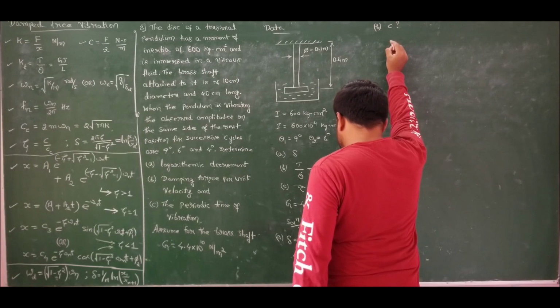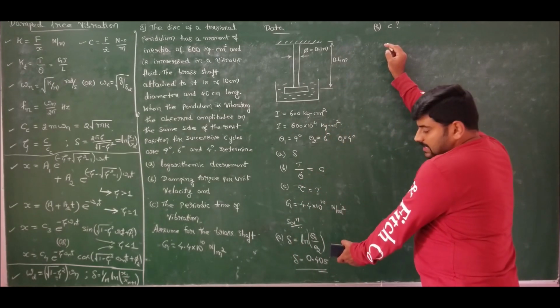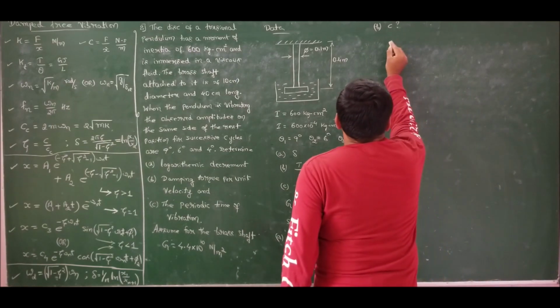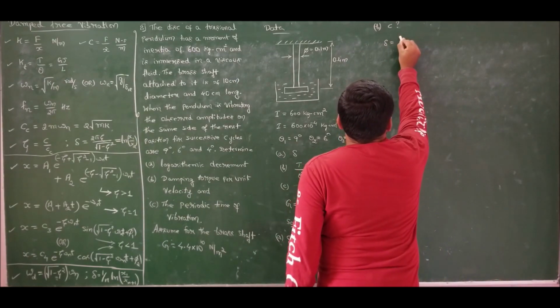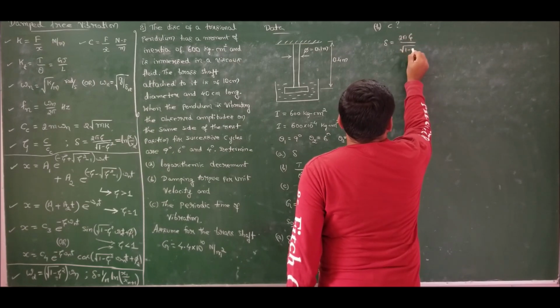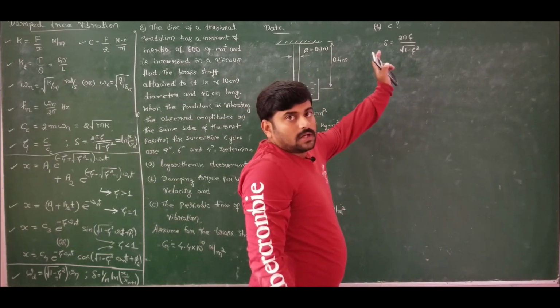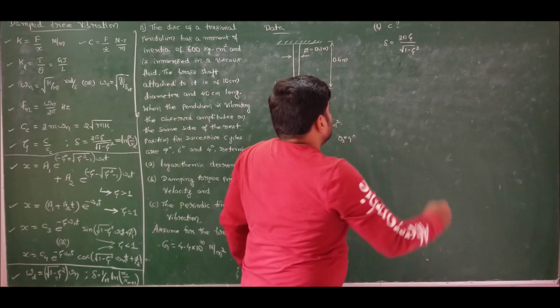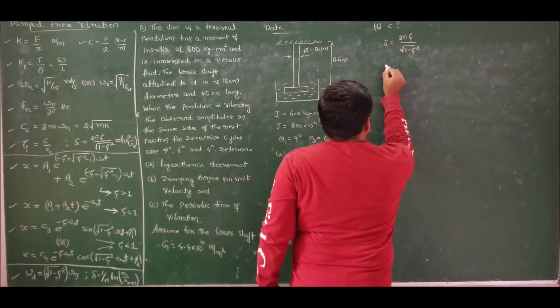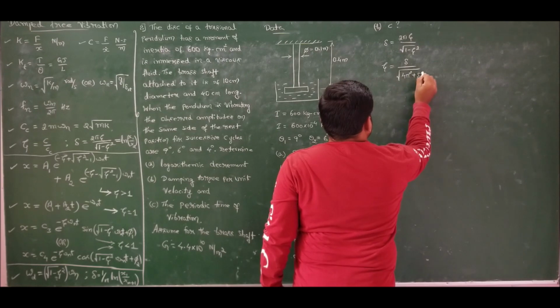To find the value of zeta, either I want Cc or I can use delta. So from the equation of delta, the relationship between logarithmic decrement and damping factor is given by 2 pi zeta by root of 1 minus zeta square. In our previous lecture itself, I have inverted and given the value of zeta in terms of delta, that is, squaring on both sides and rearranging, we get the value of zeta as delta divided by square root of 4 pi square plus delta square.